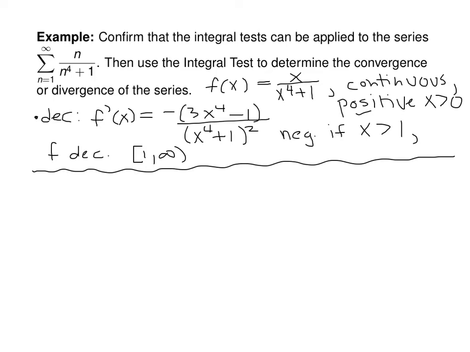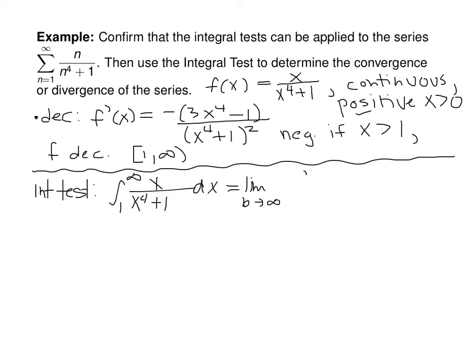So now we apply the integral test and find the integral from 1 to infinity of x over x to the fourth plus 1 dx. So same thing as the limit as b goes to infinity, the integral from 1 to b, x over, now this is a semi-tricky substitution, but x to the fourth is the same thing as x squared squared. And now this is of the form arctangent of something. If you do a substitution for the x squared, you would get that.